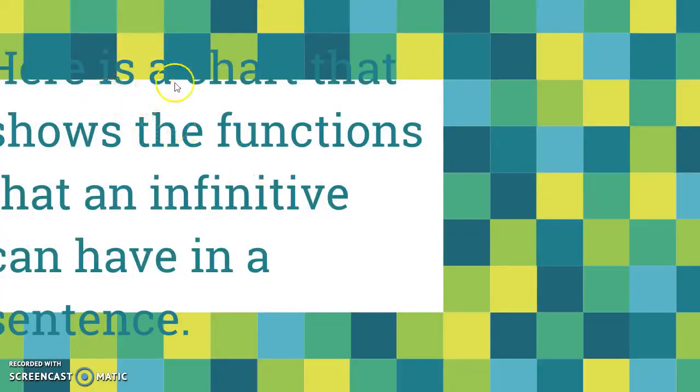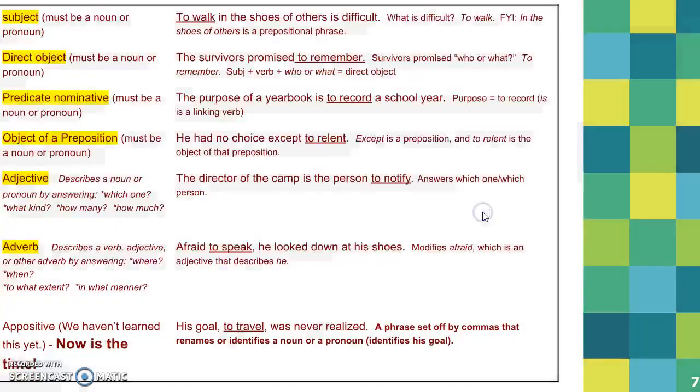So, here is a chart that shows the functions that an infinitive can have in a sentence. You are probably going to want to pause on this screen in order to make sure that you get these down because it can do the things a noun can do. So it can be a subject, it can be a direct object, it can be a predicate nominative, a predicate noun, it can be the object of a preposition, it can be an adjective, or it can be an adverb. Okay? And so in this case, let's go through some of the samples that I've given you.